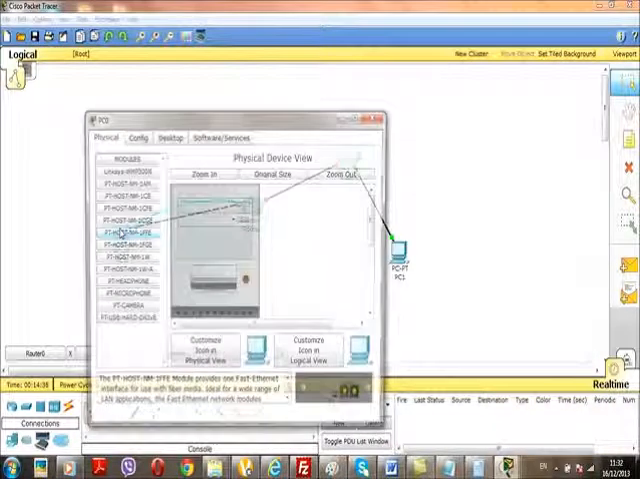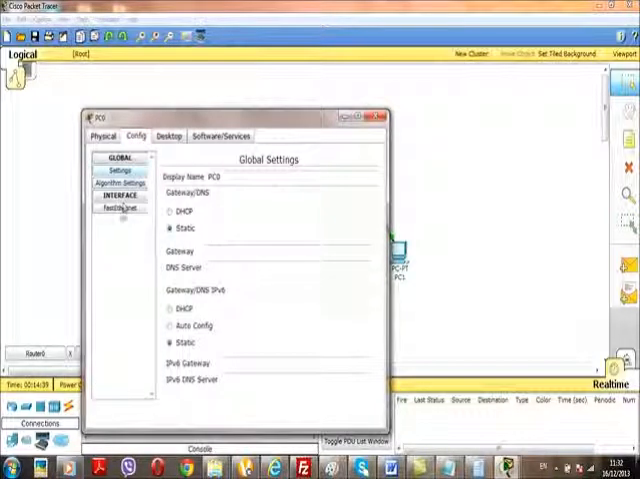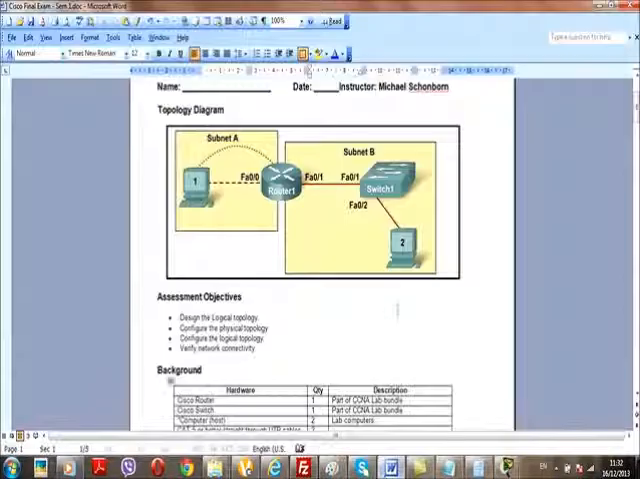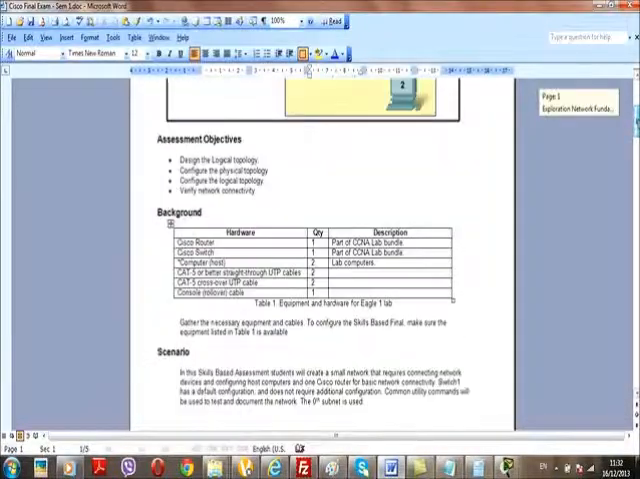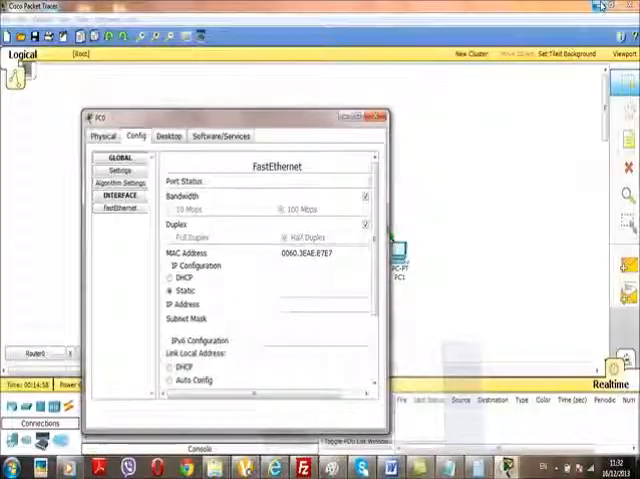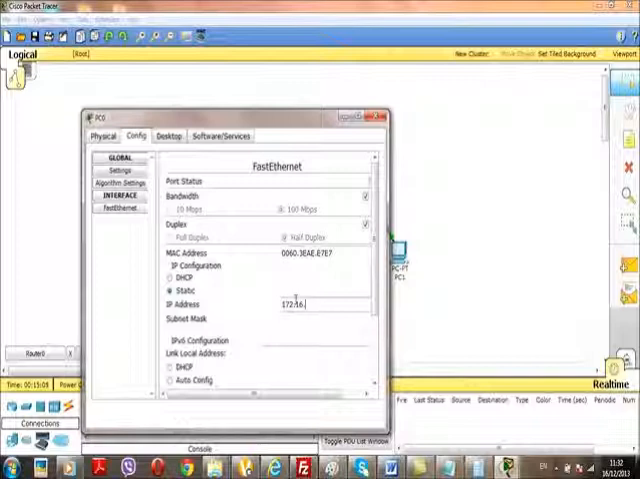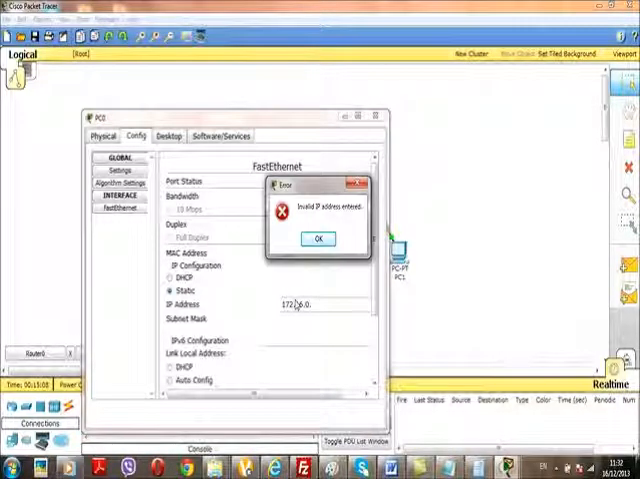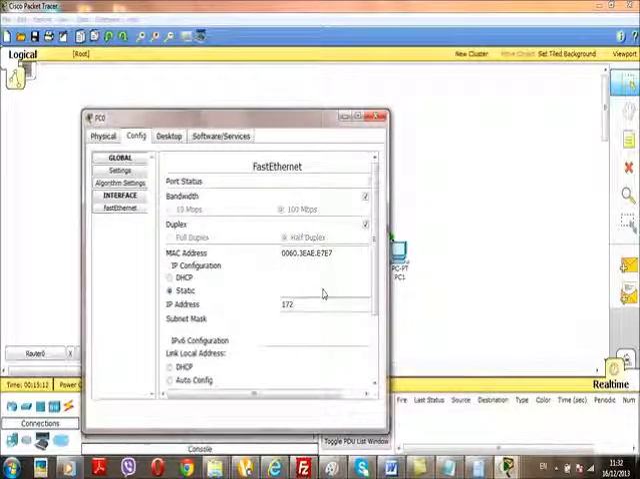Shall we start with the PC? So we're going to go to the PC, go to config, then go to fast Ethernet. We quickly look at subnet A and see what we need to put in there. We should have all the information here. So the host PC is 172.16.0.18, and that's the subnet mask. So we're going to go in here, 172.16.0.18. The subnet mask is 255.255, that's a default subnet mask. We're going to change it to 255.240, the same as in there.